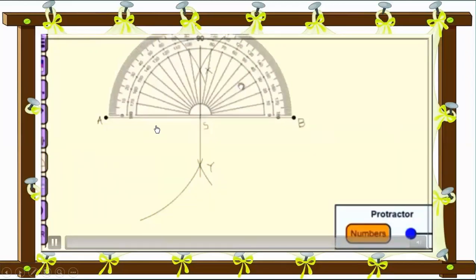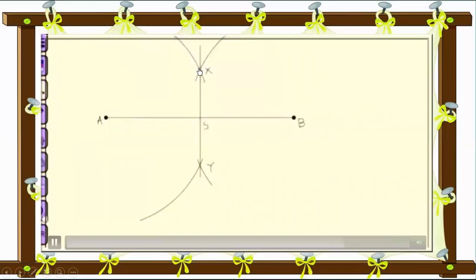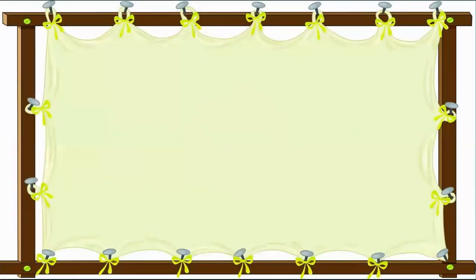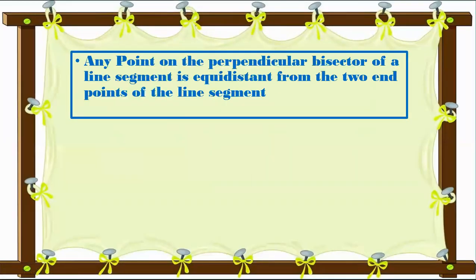Now let's check its angle as well. It's exactly 90 degrees, which shows that the distance from point A to this point S and from this point S to this point P is exactly equal. Also, the angle is exactly 90 degrees. This is how we have constructed it. So students, it has been observed that any point on the perpendicular bisector of a line segment is equidistant from the two endpoints of the line segment.